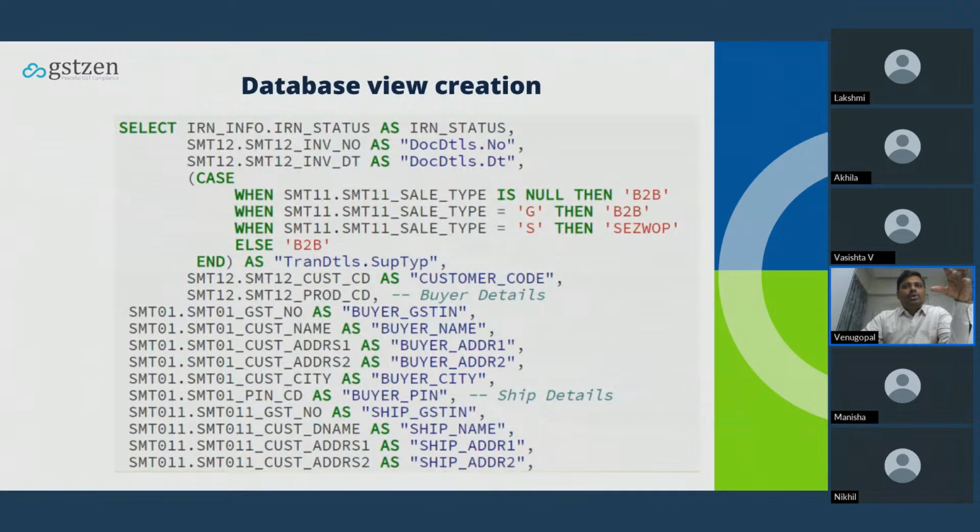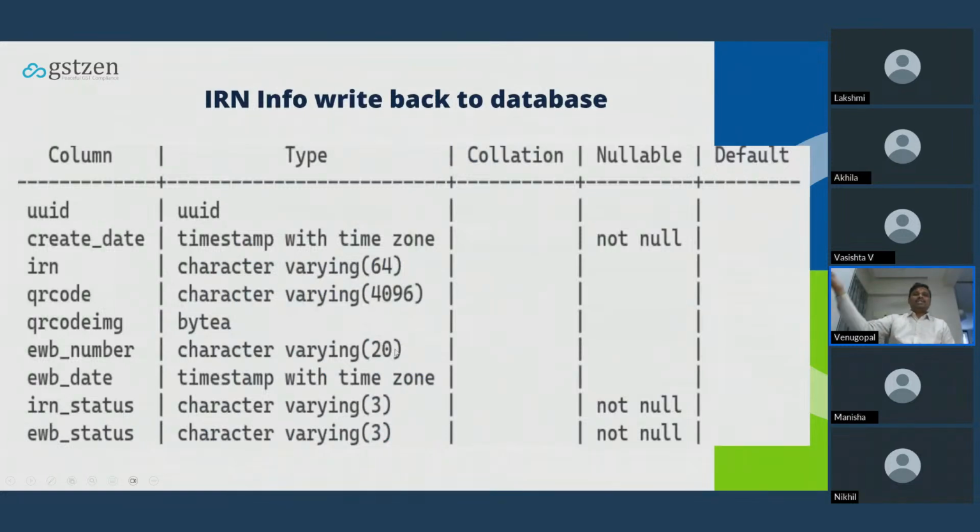Something similar to this. So we are creating an IRN info with the various field names. The left side you're seeing is SMT01 GST number as buyer GSTN, SMT01 customer name as buyer name. So whatever fields are there in your database, we connect and create a collection that is more like a user view, as you can understand. We create the database. And once that is done, the data which is fetched from the government portal, the only thing which we add additionally is a UUID. We create a unique identification number for the document.